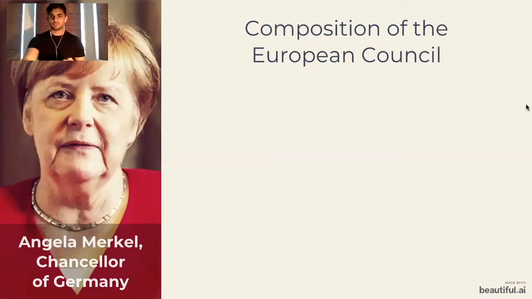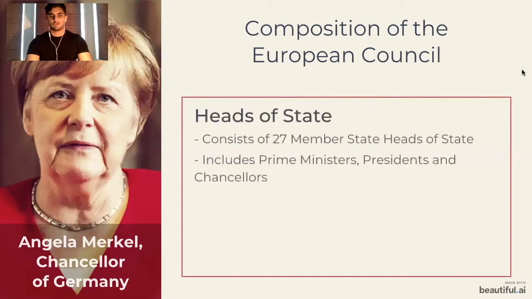So when it comes to the composition of the European Council, it consists of heads of state, right? 27 members, there's 27 members, and they're heads of state. That includes prime ministers, presidents, chancellors. And this woman is part of it, Angela Merkel. She's the Chancellor of Germany, which essentially is the prime minister or the head of Germany, right? So she'll be on that European Council.